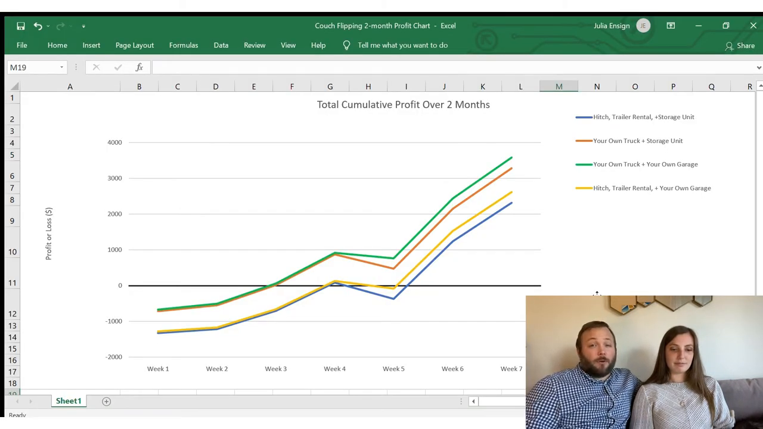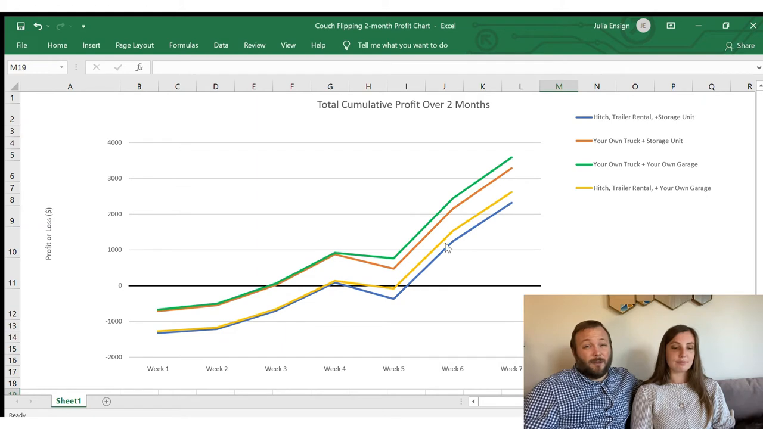And finally, your best option, if you already have a truck and you already have a place to store the couches, then you're going to be in a much better situation than any of the other situations because you're not going to have those initial install costs, you're not going to have the recurring rental costs, and you're going to get into profit much quicker and then have a lot less recurring costs that are going to bring that number down over time. So over a period of weeks or months, this one is really going to take off and separate itself from the others. So good for you if you've already got all those things ready.